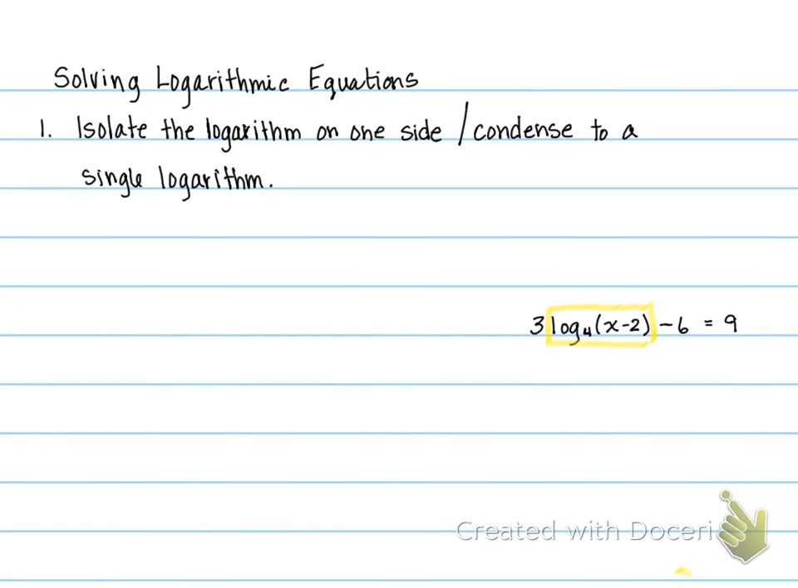The way that we isolate that logarithm is the same way that we would solve an equation like 3y minus 6 equals 9, right? We see that outside that logarithm, there is multiplication by 3 and there's subtraction of 6. So we need to add 6 to both sides and divide by 3 to get the logarithm by itself. So that's our first step.